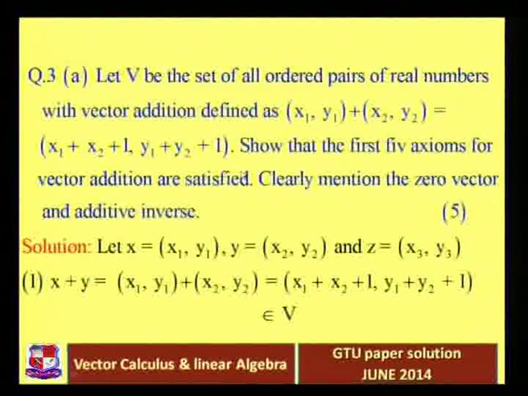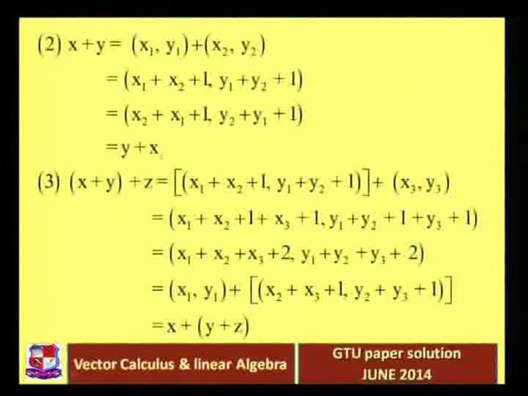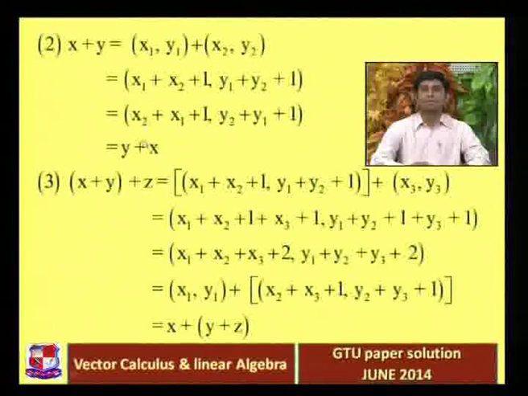The second condition is the commutative law. We have to prove that x plus y is equal to y plus x. x plus y is equal to (x1, y1) plus (x2, y2), which by the definition of addition is (x1 plus x2 plus 1, y1 plus y2 plus 1). Now x1 plus x2 can be expressed as x2 plus x1, so this is (x2 plus x1 plus 1, y2 plus y1 plus 1), which can be written as y plus x. So x plus y is equal to y plus x.